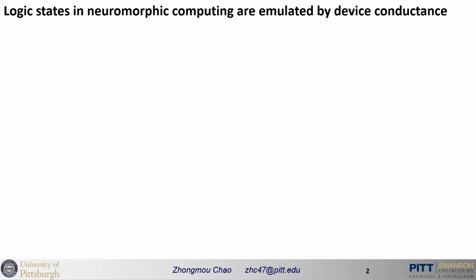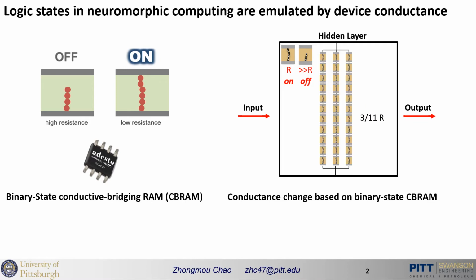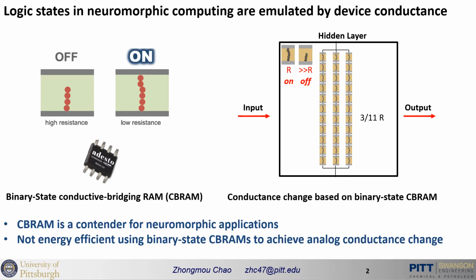People have been using the conductance of different electronic devices to emulate the logic states in neuromorphic computing. For example, binary state CBRAM. Even though they only have two states, because of a simple structure, multiple CBRAMs can be connected either in series or in parallel to achieve different conductance states, as demonstrated on the right. But as we can see, to achieve finer conductance change, more devices are required, making it challenging for binary state CBRAM to achieve analog conductance change energy efficiently, which is required for neuromorphic computing.